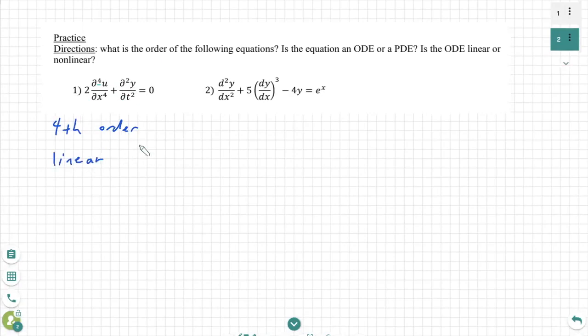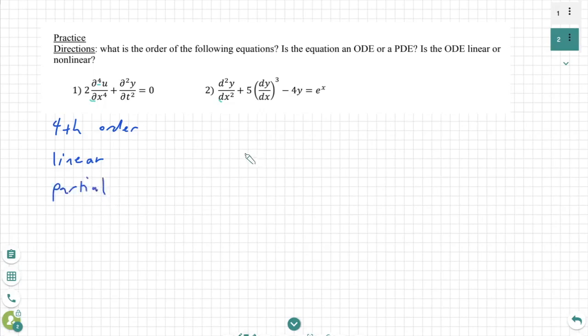Is it ordinary or partial? Partial, right? Because you get the little funky symbol. Yeah, that is how they denote it. So good. Okay, yeah, we call it partial.